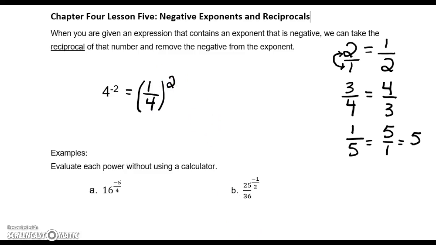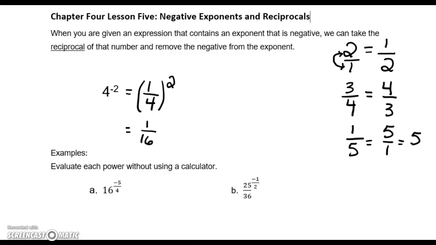And then we would apply it just like we normally would. So that exponent of 2 goes to your numerator and the denominator. So 1 squared is 1, and 4 squared is 16. You are able to check this in your calculator. So if you put in 4 to the power of negative 2, you get the exact same decimal number as 1 over 16. Although you are expected to show your work, so make sure you don't just use your calculator for everything.